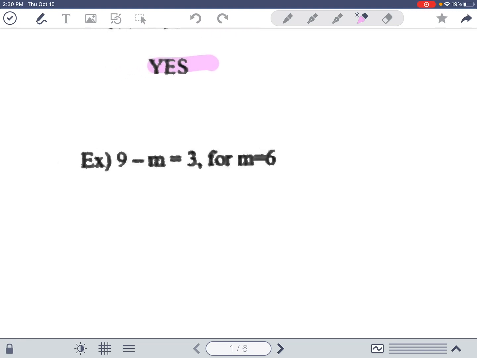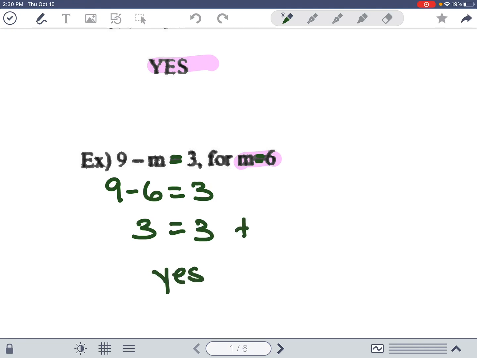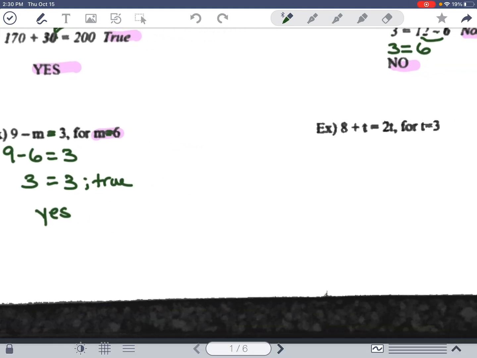Let's try this next one together. 9 take away m equals 3, for m equals 6. These are equal signs. When I plug in 6 for m, then I do the computation on the left, and the answer is yes, because we have a true statement. 3 does equal 3. So it checks out.